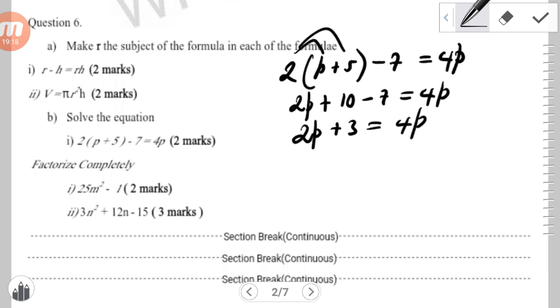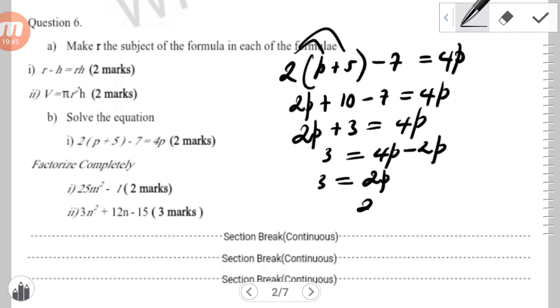So here we need to get the p's on one side. We have a choice. We can transpose the 4p to the left, or we can transpose the 2p to the right. I prefer transposing the 2p to the right because I always prefer to transpose in the direction of the variable with the largest coefficient. So I'm going to leave my 3 here, and I'm going to end up with 4p take away 2p. Transpose, change signs. So 3 is equal to 2p.